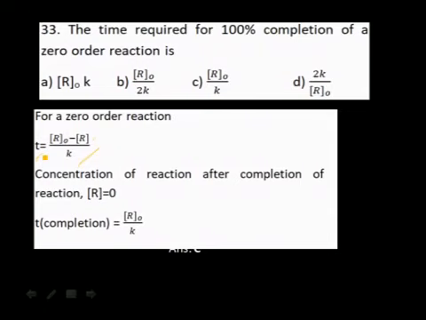When the reaction is totally complete, that means 100% complete, the concentration of reactant left over, R square bracket R, becomes 0. Definitely the time required for completion of reaction becomes R naught minus 0 by K, or R naught by K, and the correct option is option C.